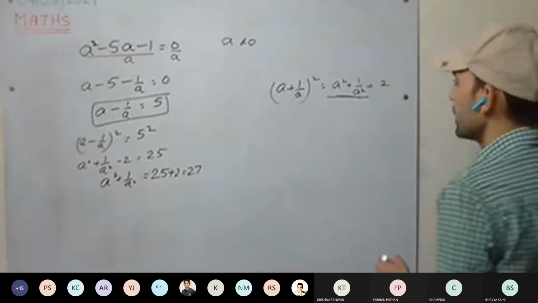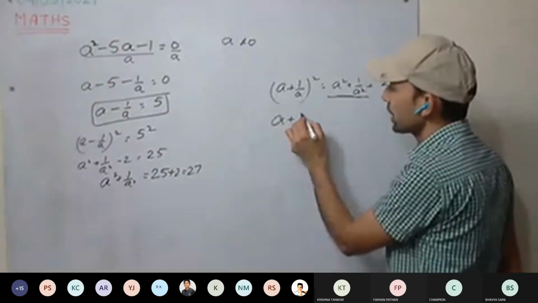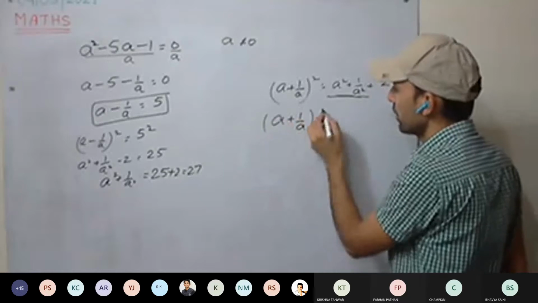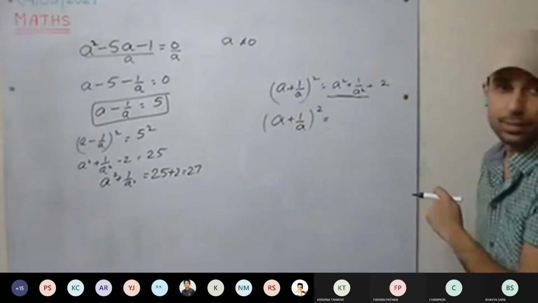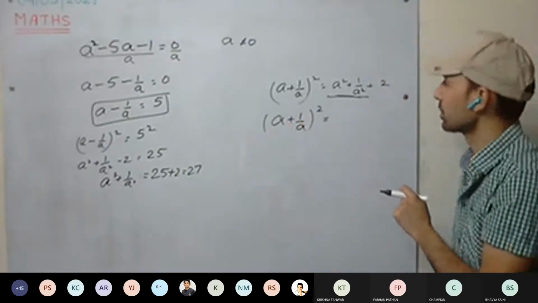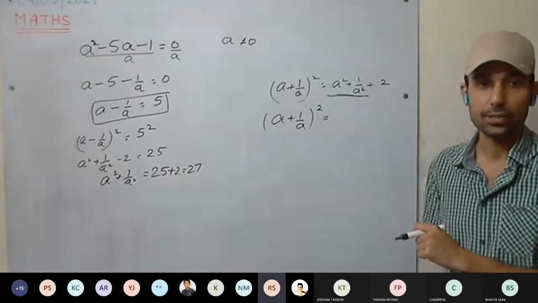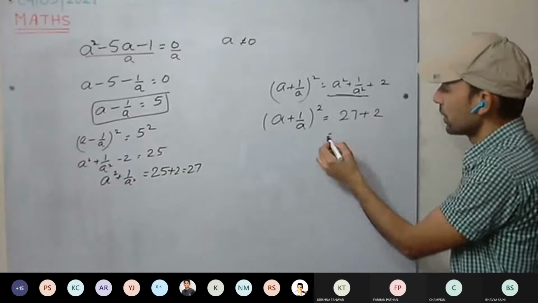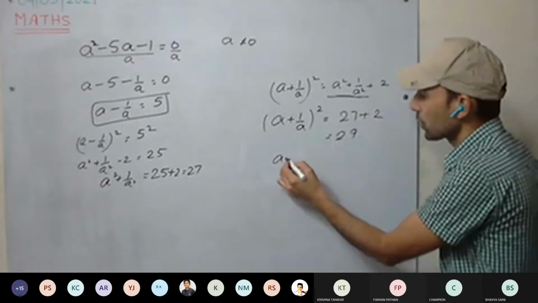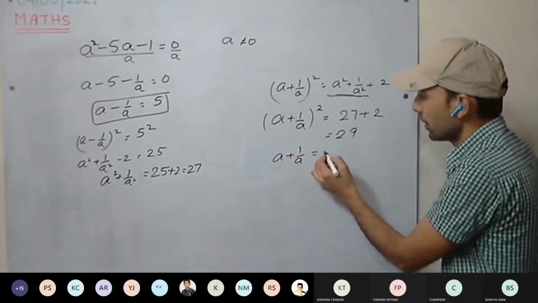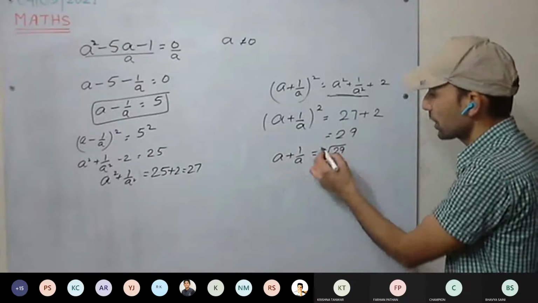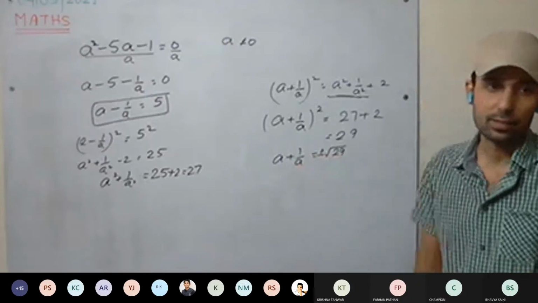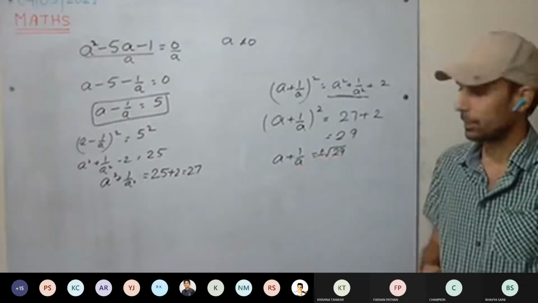How much have you got? A plus 1 upon a the whole square, how much will it be? 27. 27 plus 2, 29. So a plus 1 upon a is root of 29, or you can write plus minus root 29.